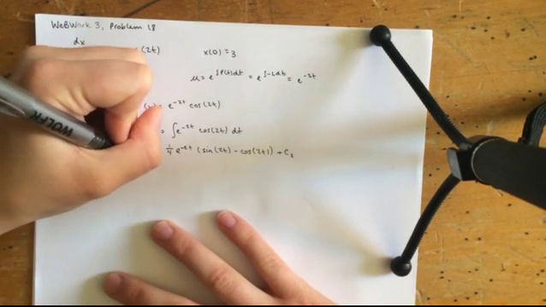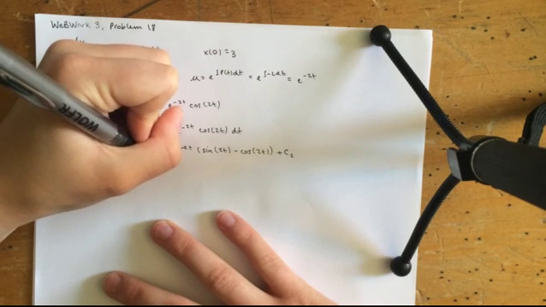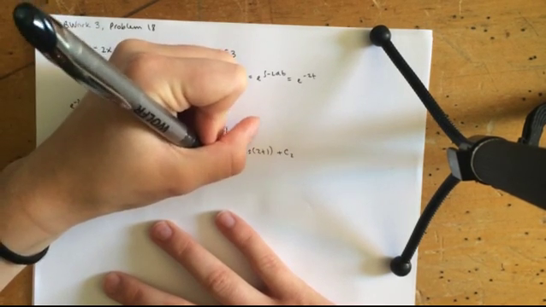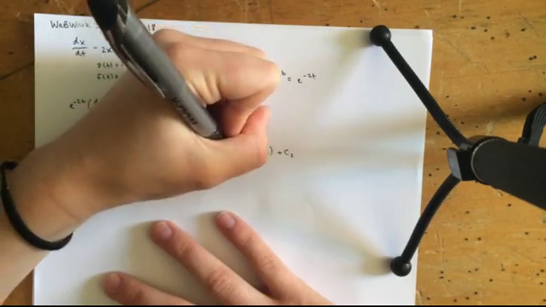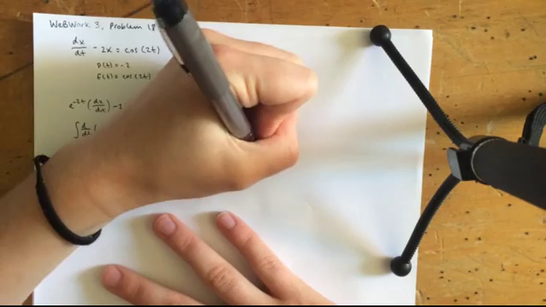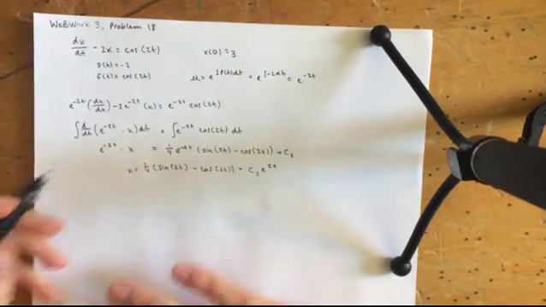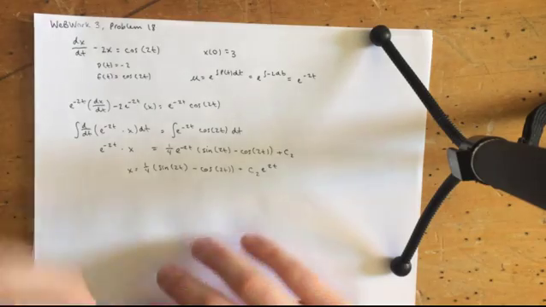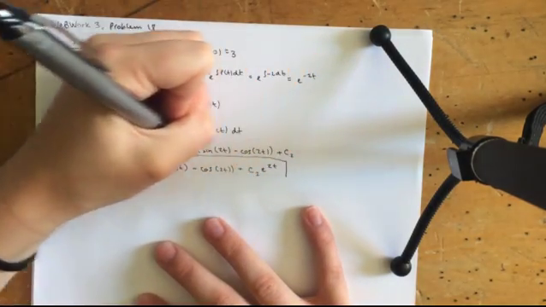So x equals 1/4 sine of 2t minus cosine of 2t plus c2 e to the 2t. Because we're dividing by a negative, we can make that a positive there. Okay, so there we have our general solution.